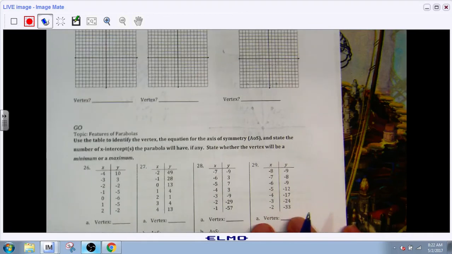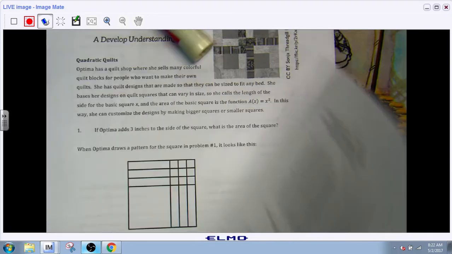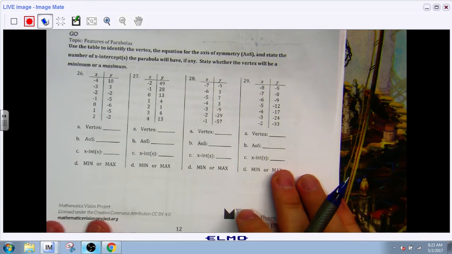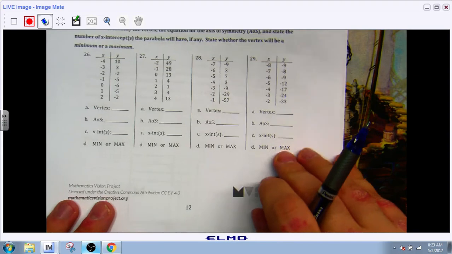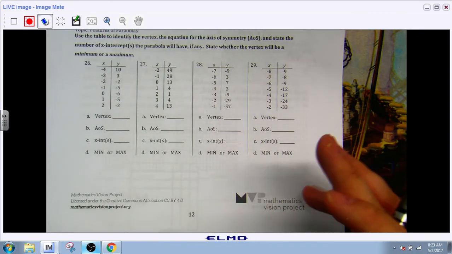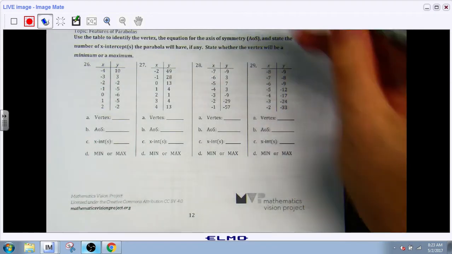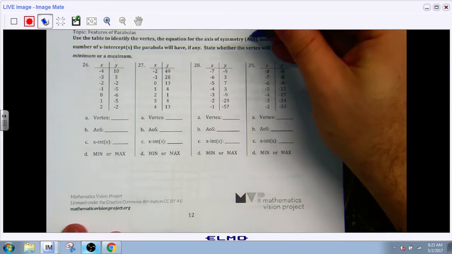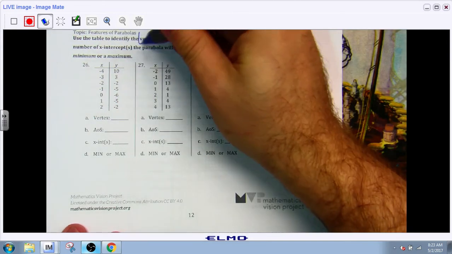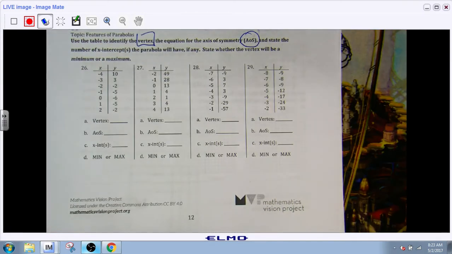Nope, I did. This time it's asking us to do the same thing with parabolas, except we're not given a graph. Instead, we're just given the table. So we still need to be able to figure out what's going on just from the table. One of the things we should be doing is looking for the axis of symmetry. It says identify the vertex and the axis of symmetry.